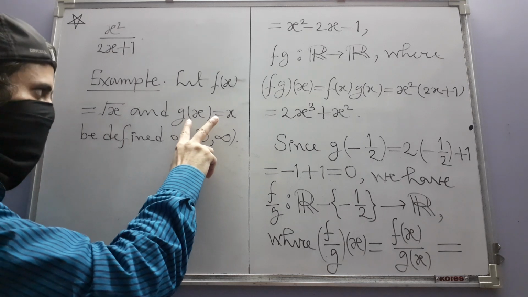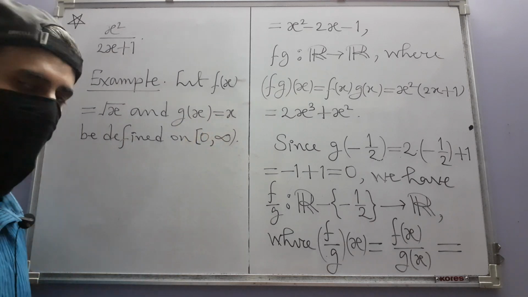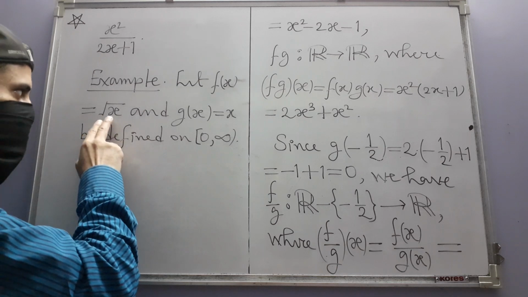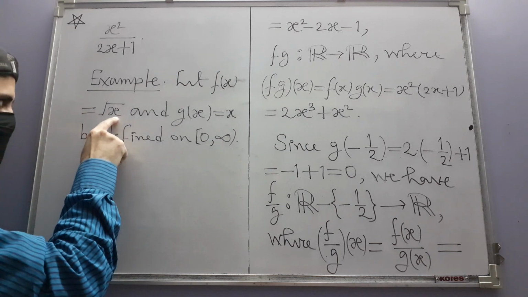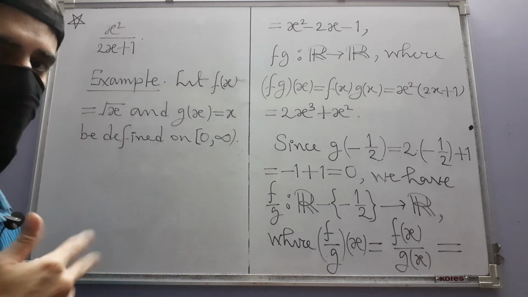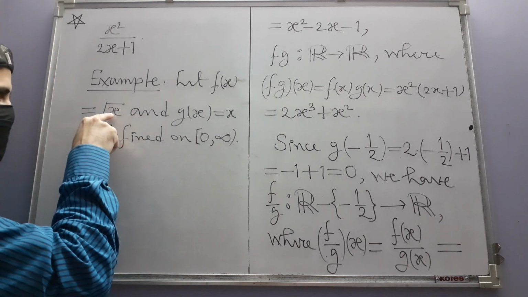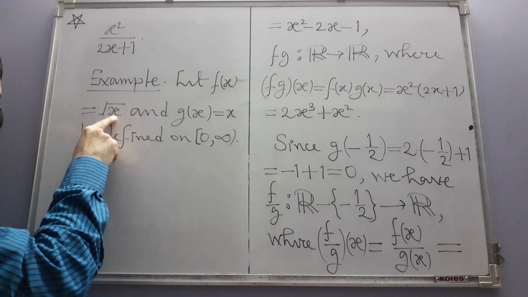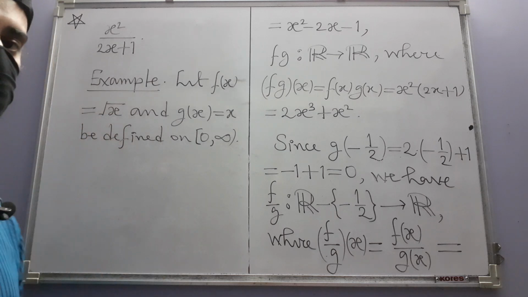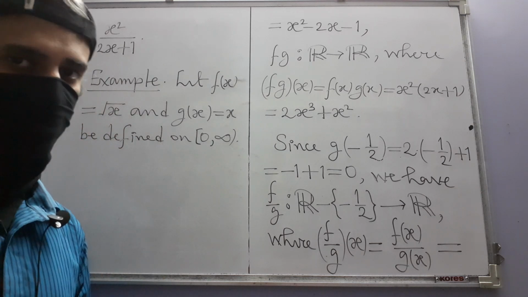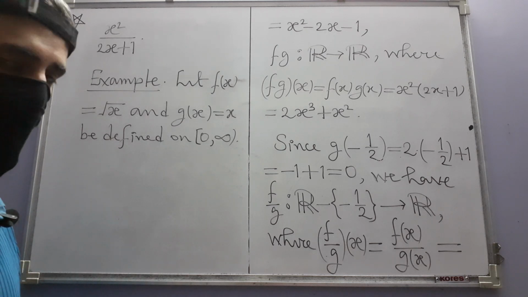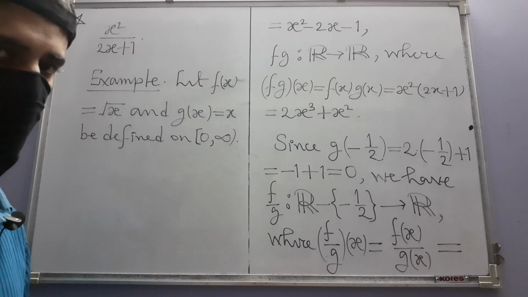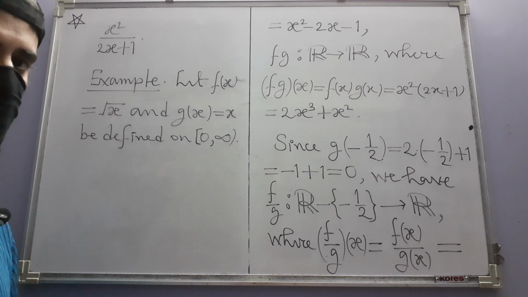Actually, there is no problem with g in taking R as the domain, but there's a problem with f, because here you have the non-negative square root of x of the input. And we know that in order to get a real number, when we use square root, the thing inside the radical sign should be a non-negative real number, not a negative real number. If you take the square root of a negative real number, you do not get a real number, you get non-real complex numbers. That we do not discuss right now.